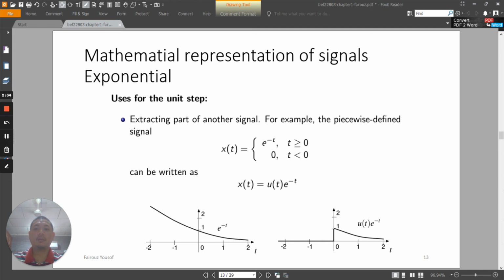Okay, next is extracting part of another signal, for example, the piecewise defined signal. So we have exponential of minus t for t more than 0. So exponential minus t is this, right?